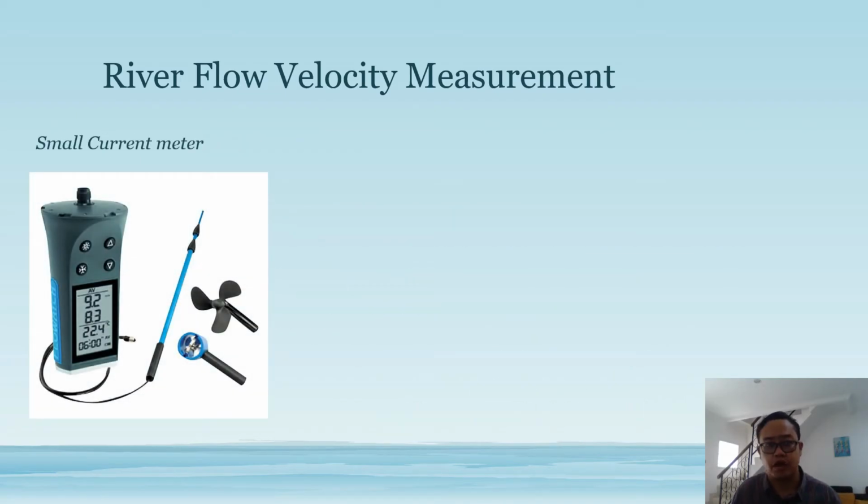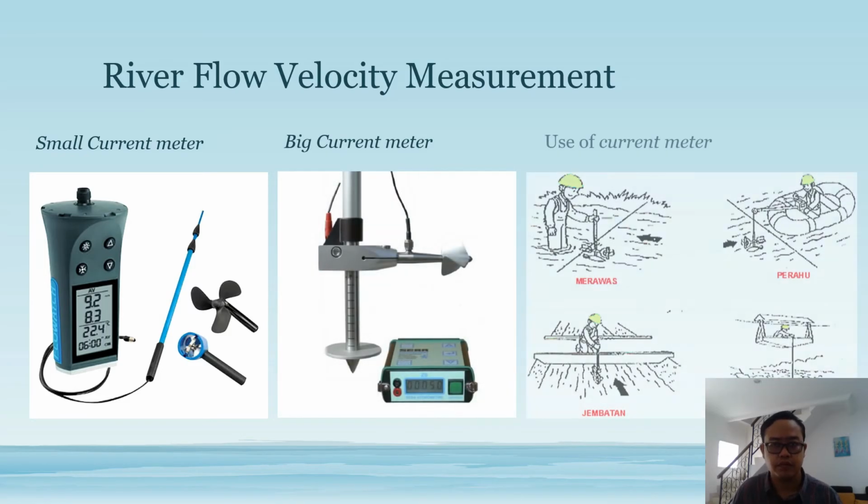Here is the picture of the current meter and measurement in the field. Current meters come in small and large sizes. Small ones are usually used on a shallow river or if researchers can still stand to take measurements. The large one is for deep rivers and requires a means to perform measurement, like a boat, a bridge, or a cable car.